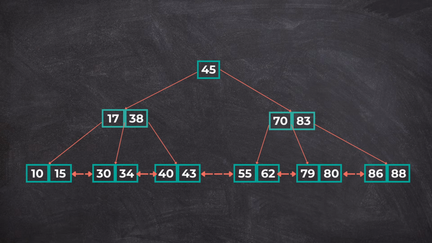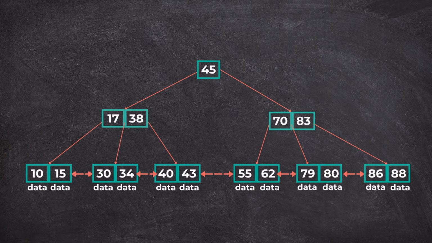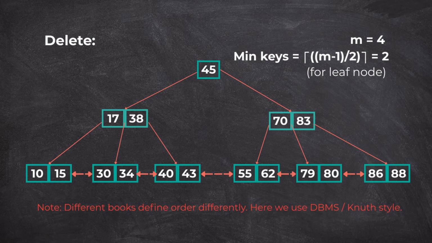Now let's see how deletion works in a B+ tree. Just like with insertion, we start by searching for the key we want to delete. And remember, since this is a B+ tree, all the actual data lives in the leaf nodes. Let's work through an example. Here's our tree. Now, let's say we want to delete the number 62.